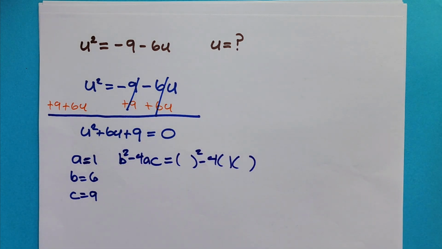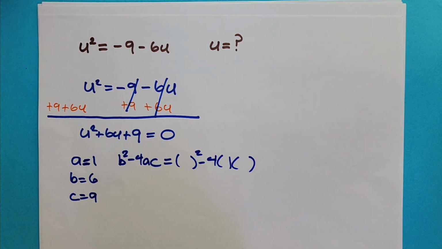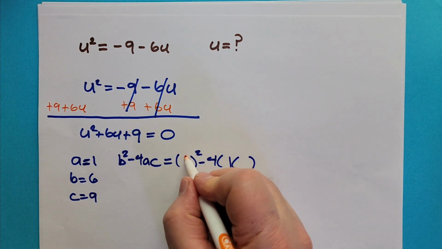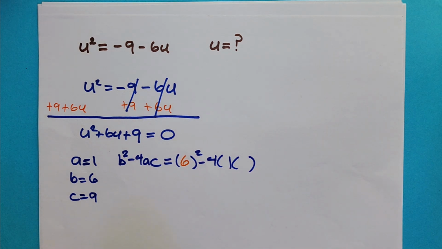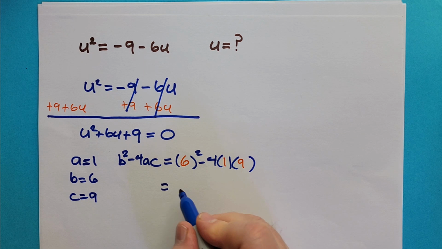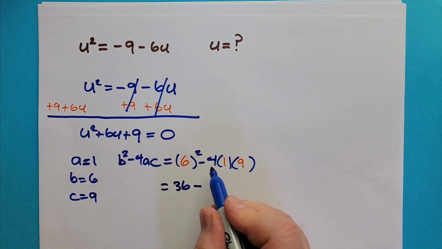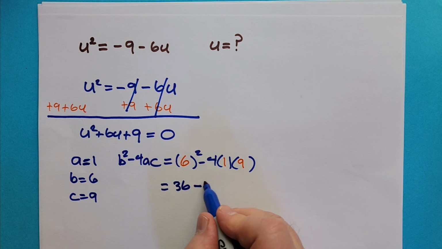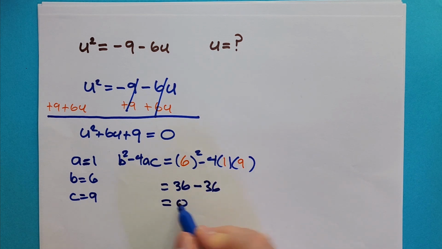And I created a template for doing all the substitutions that we need to do. So b goes in first, so 6. And then a is 1, and c is 9. And then just apply the order of operations to this to figure out what it is. So we have 36, 6 squared is 36, minus, actually 4 times 1 is 4, and 4 times 9 is 36. We get 0 for the discriminant.